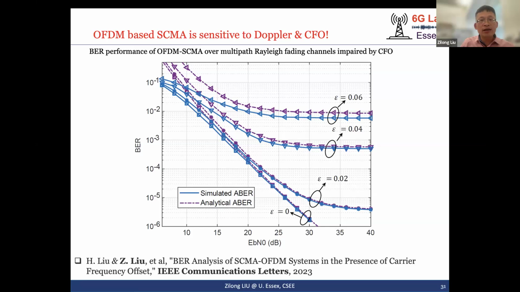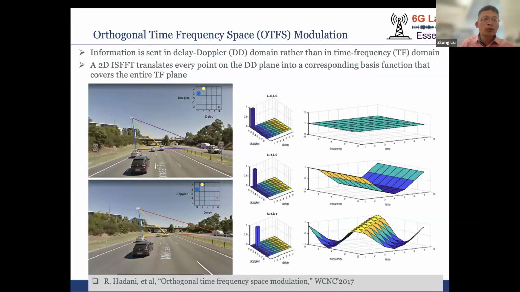So this motivated us to look into OTFS modulation. Essentially, OTFS modulation is a two-dimensional transmission starting from the delay and Doppler domain. We send out each symbol in the delay and Doppler domain, and then such a symbol is converted to the time and frequency domain, which is equivalent to a kind of spreading. Because of such spreading in the time and frequency domain, we are able to achieve a much higher diversity order compared to a conventional OFDM system.